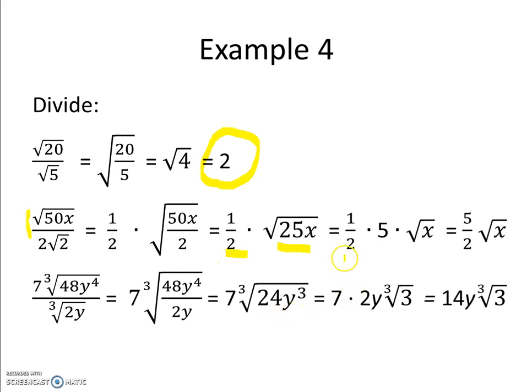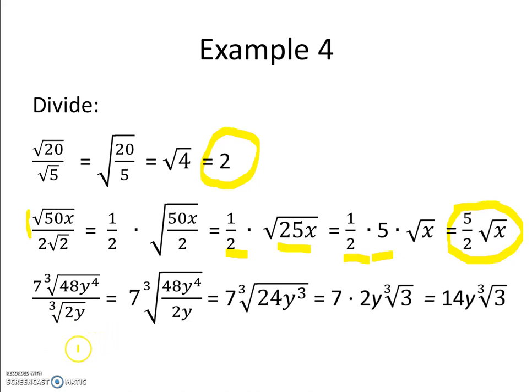So we bring that 1/2 with us, and we have the square root of 25, which we know is 5, so we bring the 5 out. The only thing we really can't do anything with is that square root of x. So 5 times 1/2 is 5/2, and we have it times the square root of x.